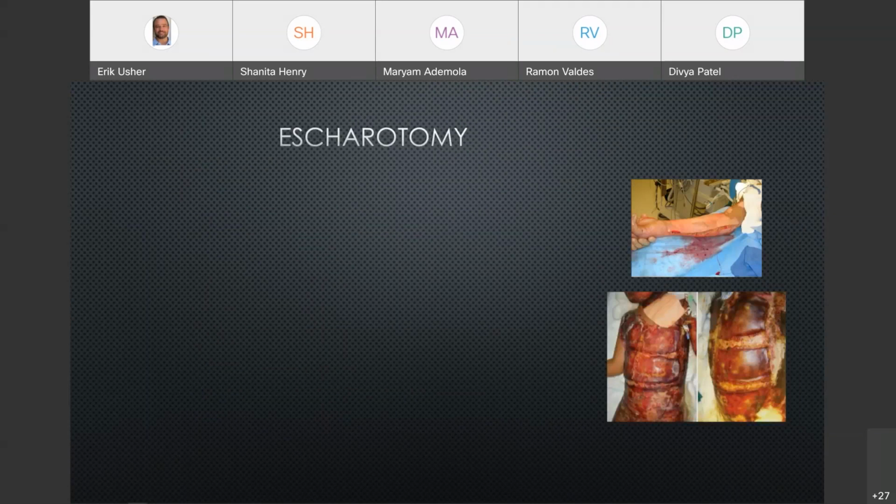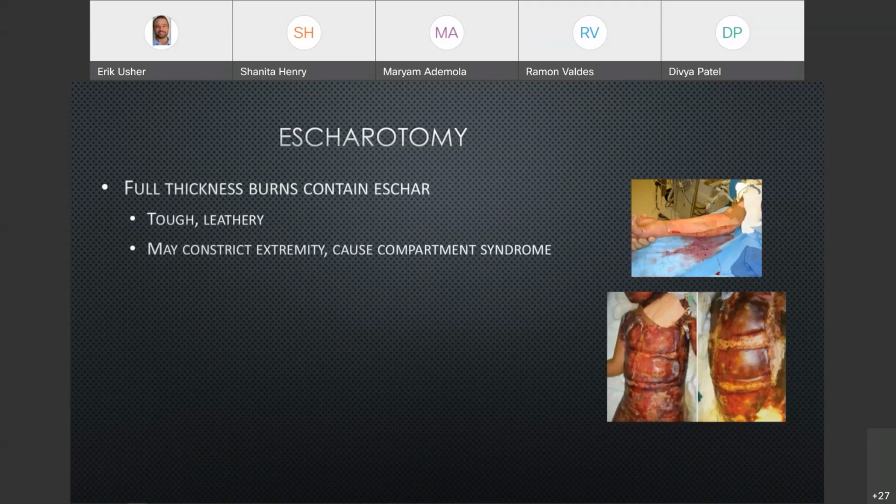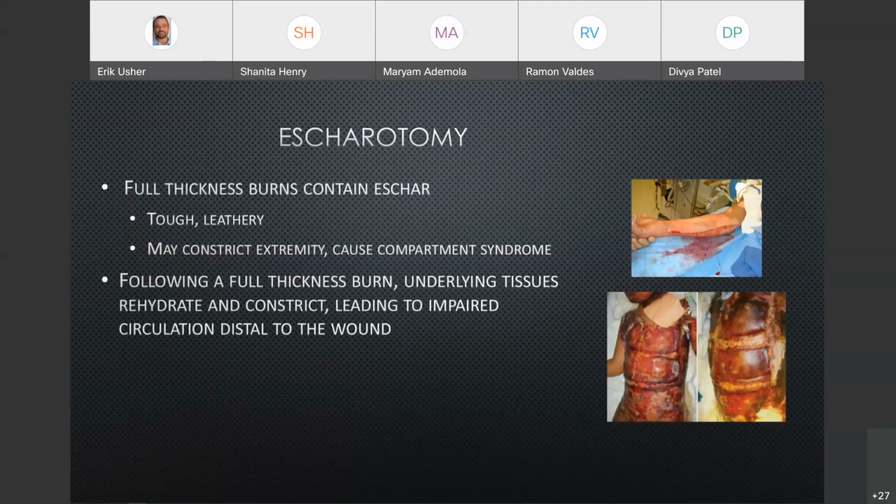Let's talk again about that escharotomy in a little more depth here. It's the full thickness burns. It contains that eschar. That picture in the lower right is a very, very good picture of what that thick eschar is. It's tough. It's leathery. It may constrict the extremity. It may cause compartment syndrome. And following a full thickness burn, those underlying tissues rehydrate and constrict, and it leads to impaired circulation distal to the wound.